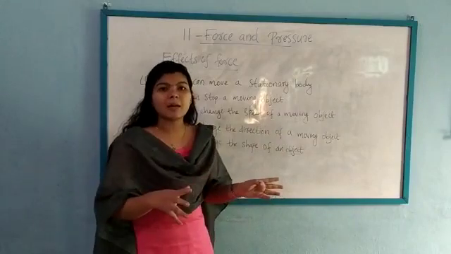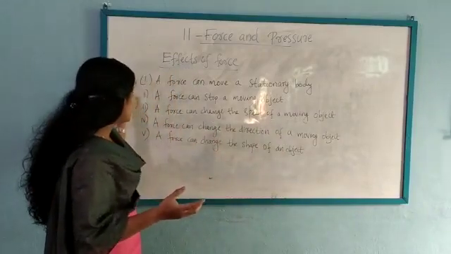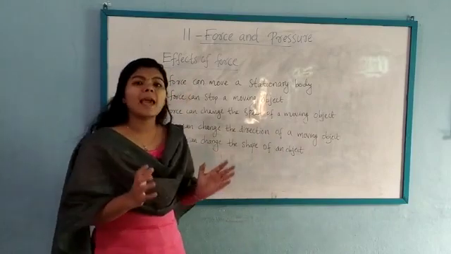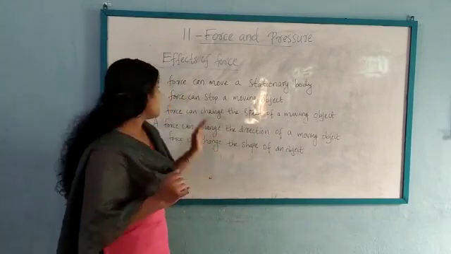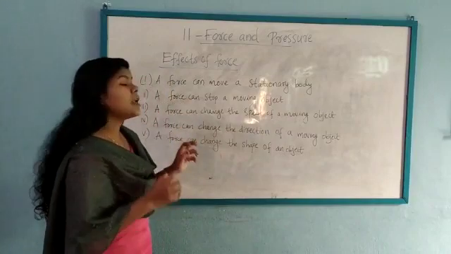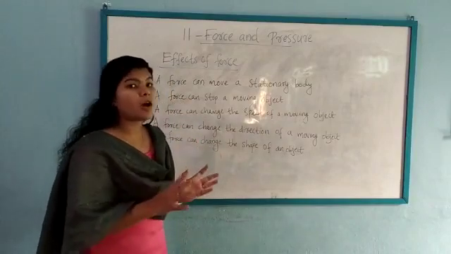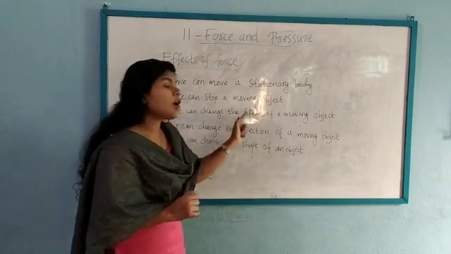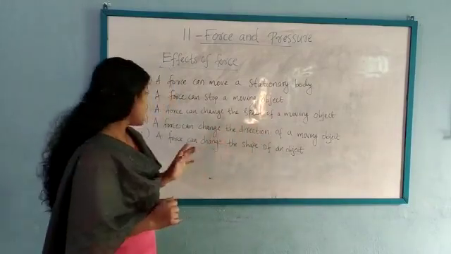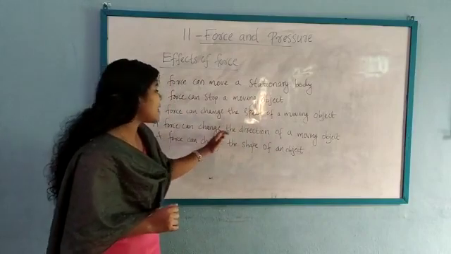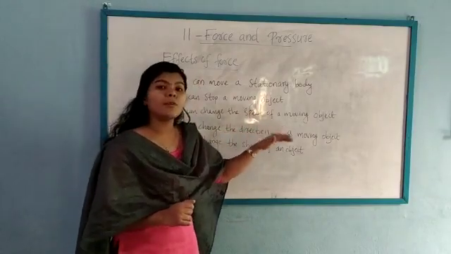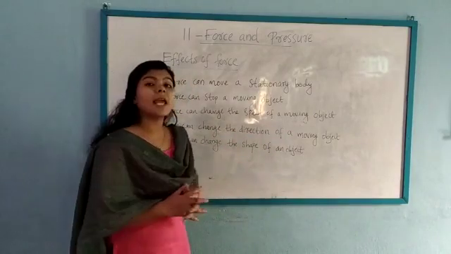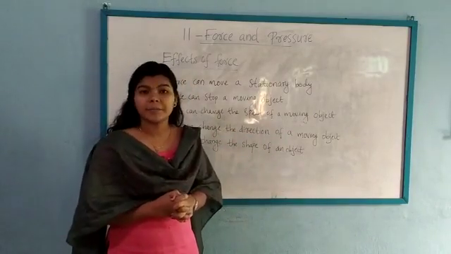With all these examples, you can easily understand these points. First one is, a force can move a stationary body. Second one, a force can stop a moving object. Third one, a force can change the speed of a moving object. And fourth one, a force can change the direction of a moving object. And fifth one, a force can change the shape of an object.